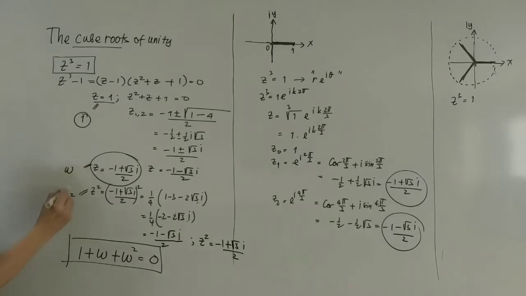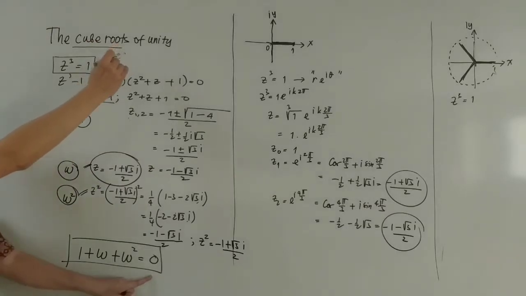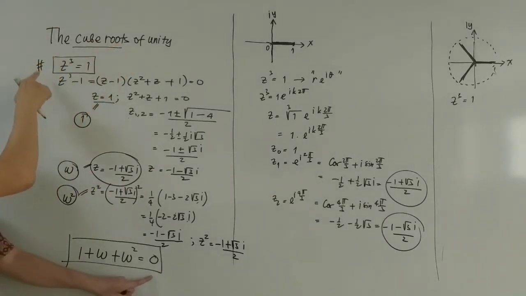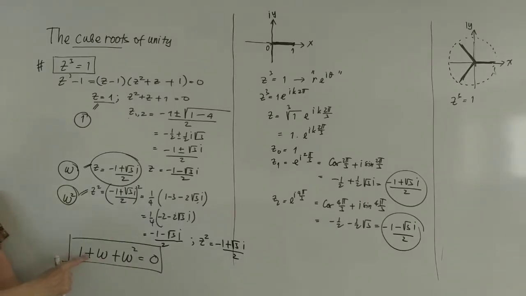So if we call this one w and this one w squared, then we have the important equation: 1 plus w plus w squared is equal to 0. So for the cube root of unity, we have the equation z cubed equals 1, and the important expression is 1 plus w plus w squared equals 0.